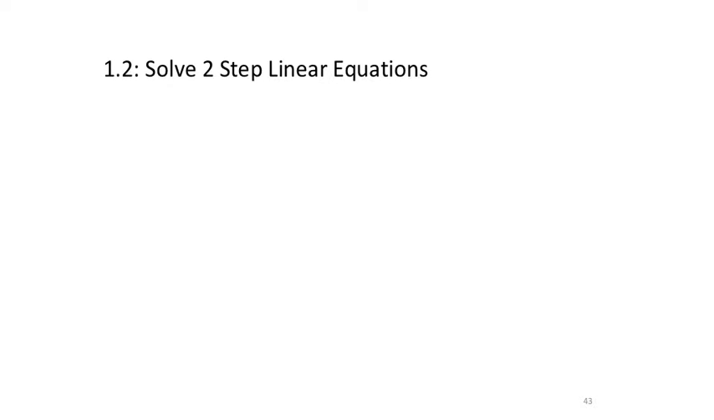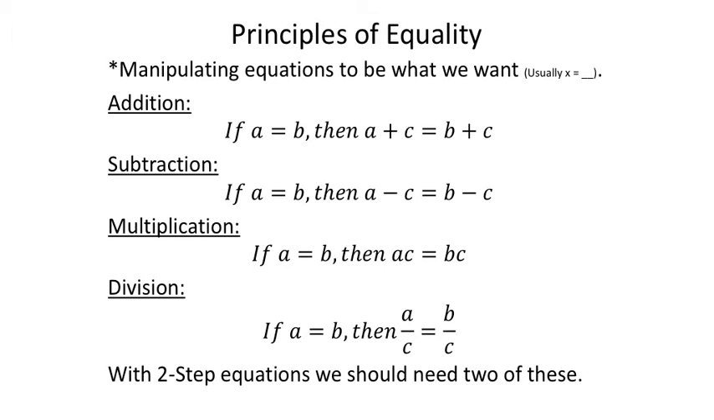So that's 1.2, solve two-step linear equations. In the last section, it was, hey, use one principle of equality to solve the equation. Now we're saying it's two steps, so naturally that means we're going to end up using two principles of equality to solve these equations. Same principles, just we may need more than one at a time. And in this section, we're looking at two at a time, right?